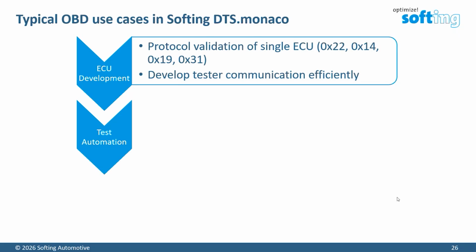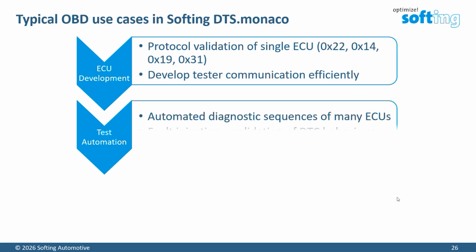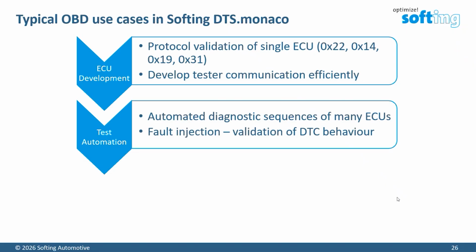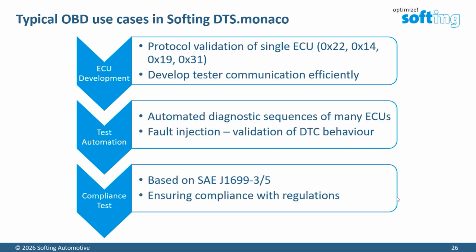Test automation is another use case, which includes automated diagnostic sequences of many ECUs. So we want to program scripts, and one example can be an intentional fault injection followed by validation of the DTC behavior. And the last use case is the compliance test, which is based on another standard, SAE J1699-3 and -5, which ensures compliance with regulations.